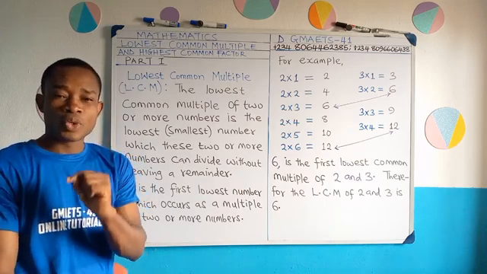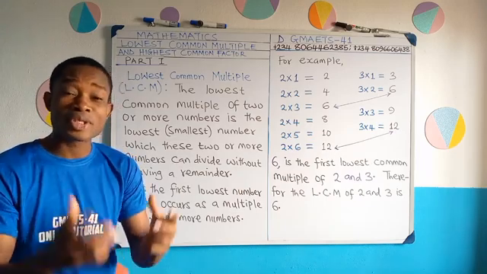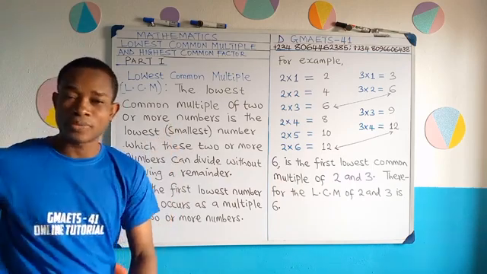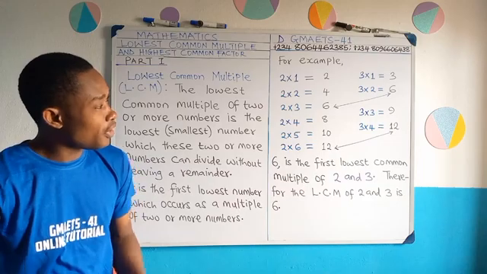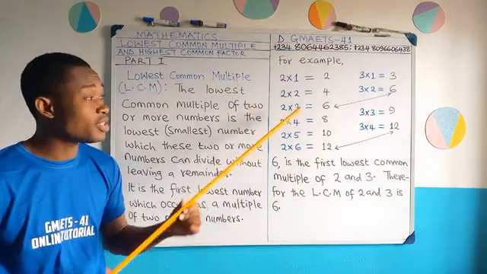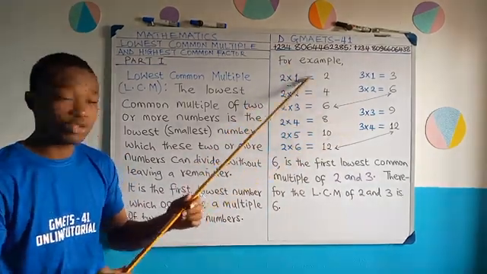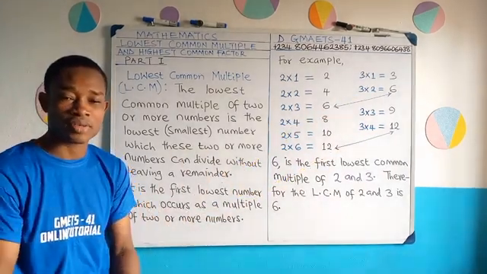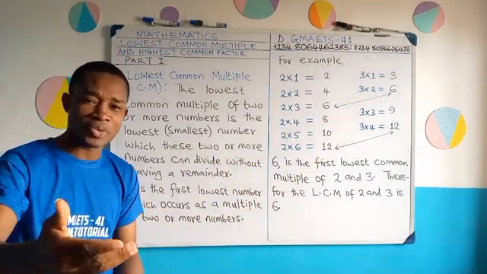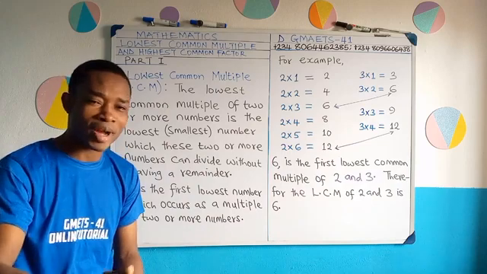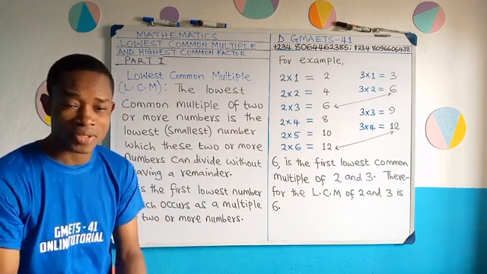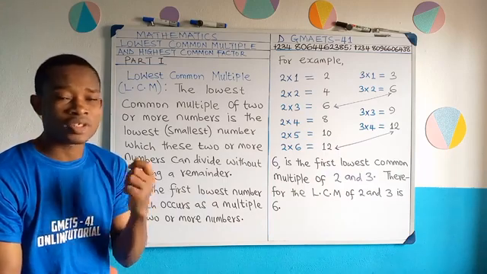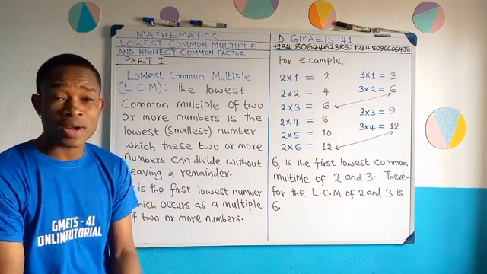I have this example quickly on the board that I'm going to use in explaining to you better the idea of lowest common multiple. Here we have a multiplication table of 2 times and one of 3 times, just a little extract. GMAT 41 has always told you about how important your multiplication is. I want to believe that by now you have worked on your multiplication table very well and memorized them as much as you can.